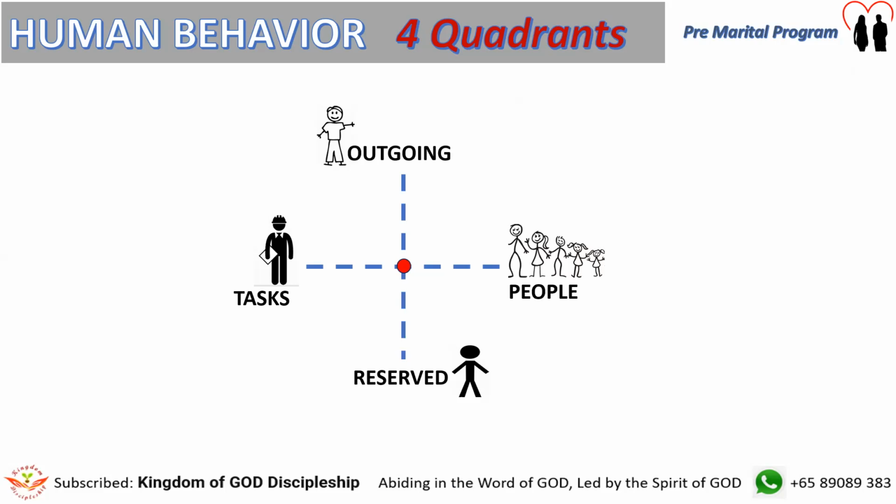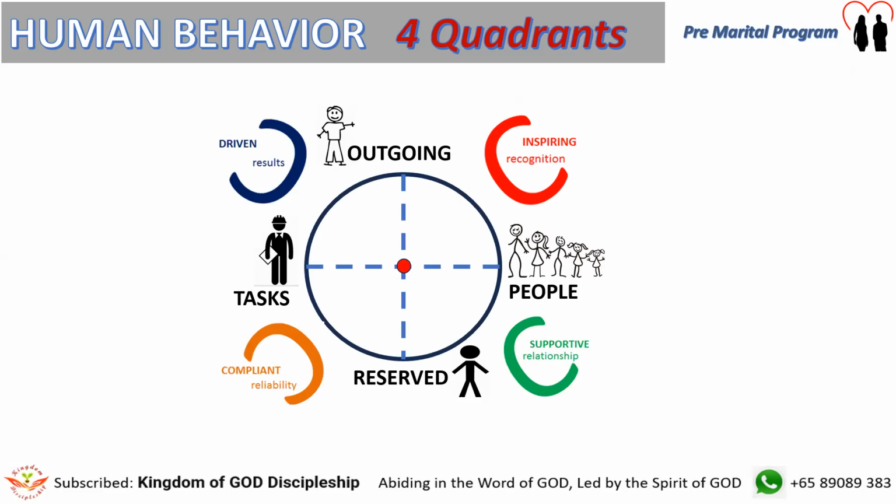So here it creates 4 quadrants of human behaviors. So I hope you get this clear. We have the outgoing, and the opposite of outgoing is the reserved. And then we have the people-oriented, and the opposite of people-oriented are the task-oriented. Now, from here, we will see the 4 quadrants: the driven, the inspiring, the supportive, and the compliant.